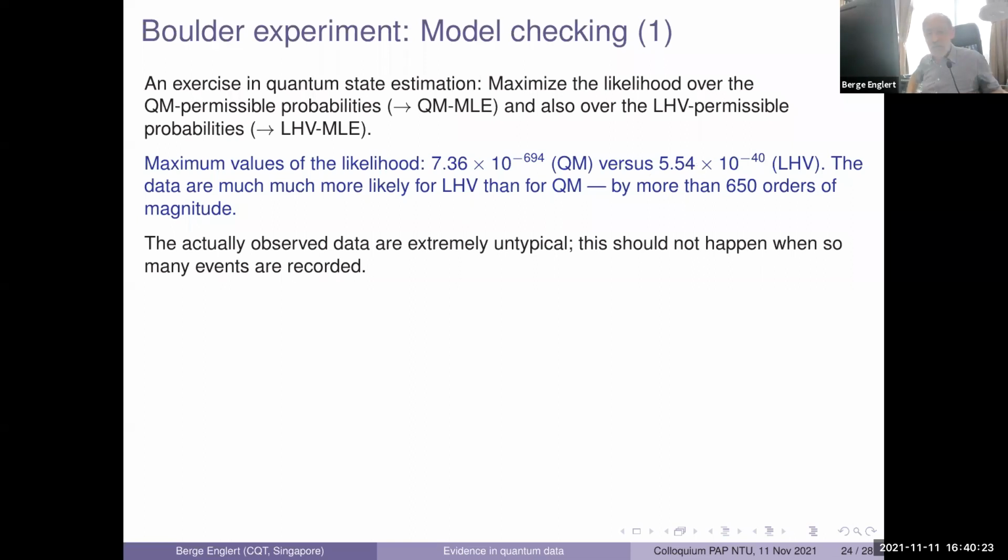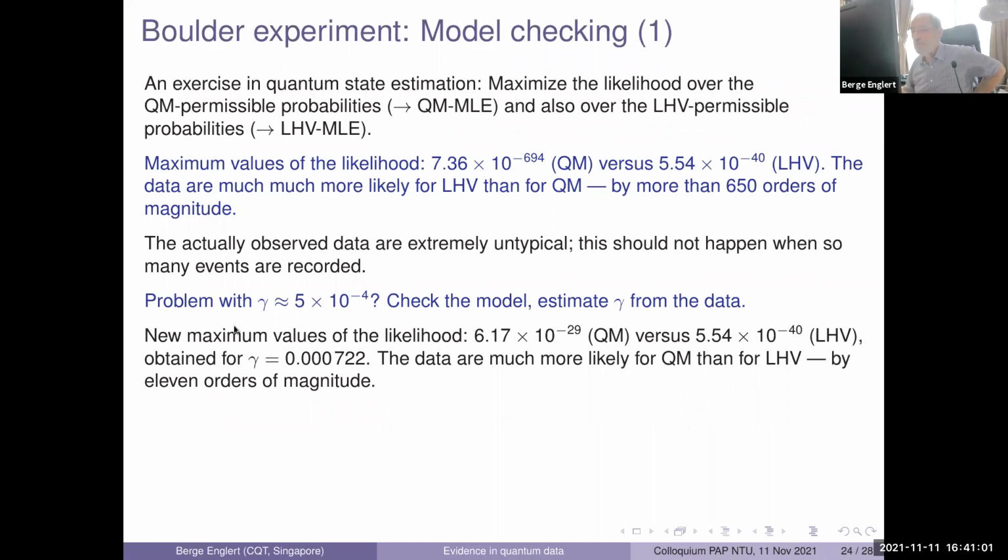Some of you may remember Serge Haroche's talk about a few weeks ago, who talked about the greatest discrepancy in physics, where you have a discrepancy of 120 orders of magnitude. We beat this hands down. We have 650 orders of magnitude, okay? However, what this really means is that the actually observed data, if you look at the quantum mechanical number, are extremely untypical. And this should really not happen when you have so many events recorded, because after all, the law of large numbers kicks in if you have so much data.